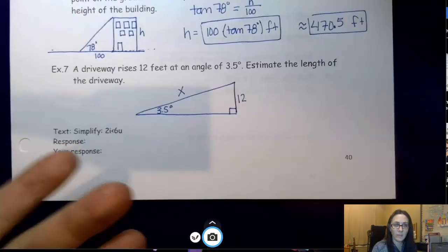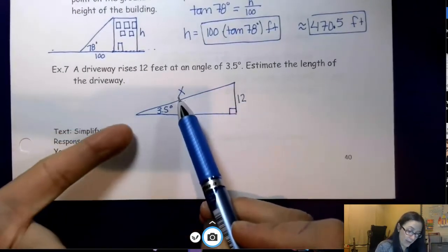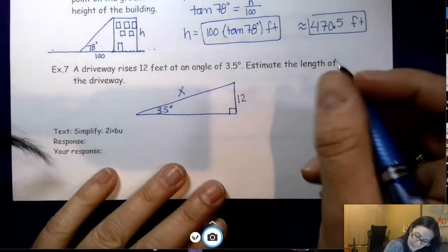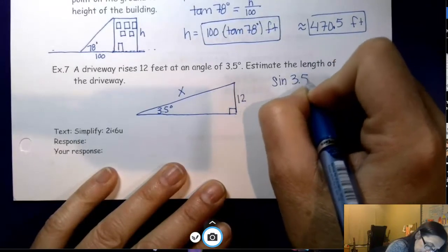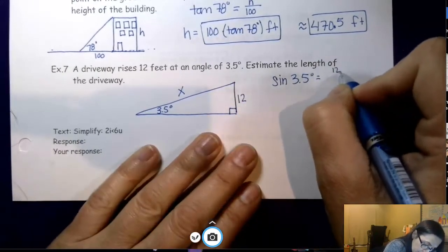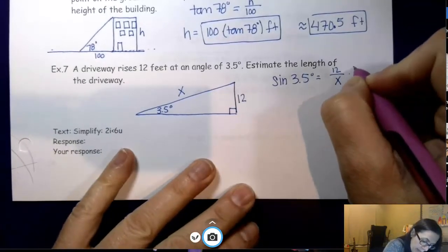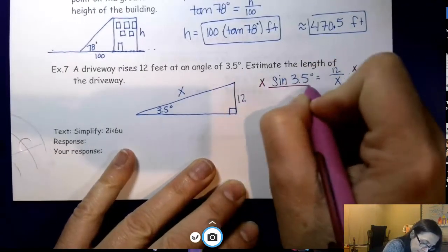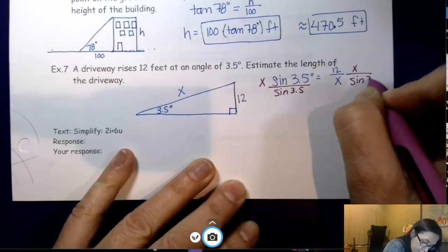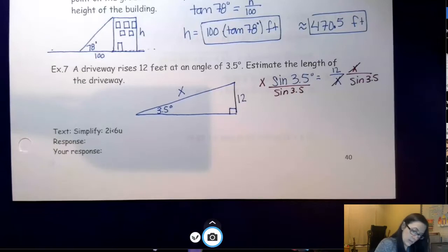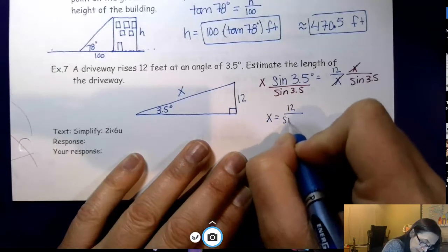Okay, this time, what function are we going to use? From this angle, we have opposite, and we have hypotenuse. Oscar had, that's going to be my sine. Sine of 3.5 degrees equals opposite 12 over hypotenuse x. Now when the variable's on the bottom, remember you multiply both sides by x, and then you're going to divide both sides by sine of 3.5. So x is equal to 12 divided by sine of 3.5.